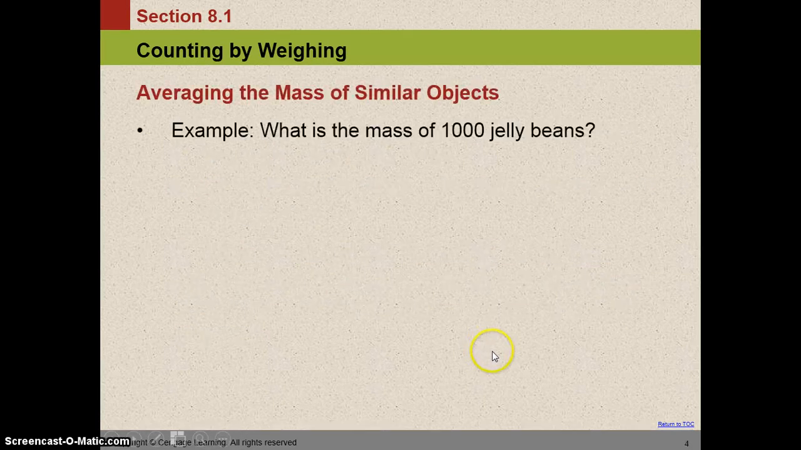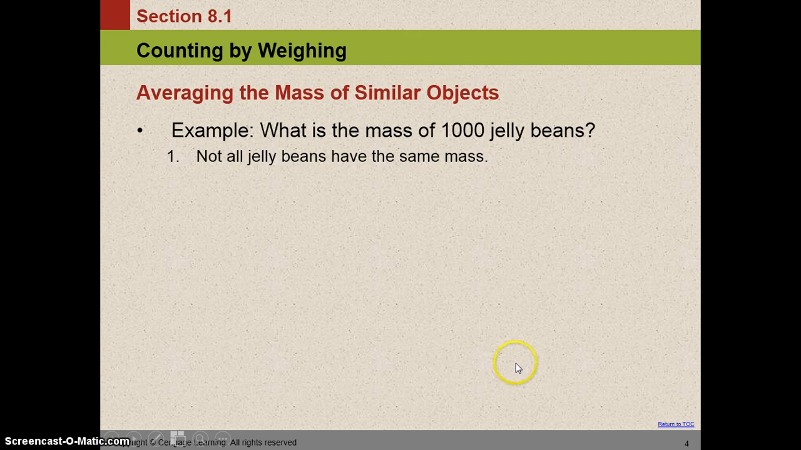All right, let's look at an example of what I'm talking about when I say that you don't have to know. What is the mass of 1,000 jelly beans? If I ask you this question, you would not count out 1,000 jelly beans and take the mass of them. So what we need to know is that there's an average mass of 1 jelly bean. If we know that, we can calculate the mass of 1,000 jelly beans on average.